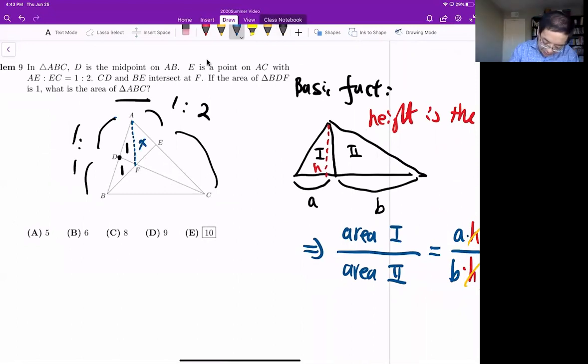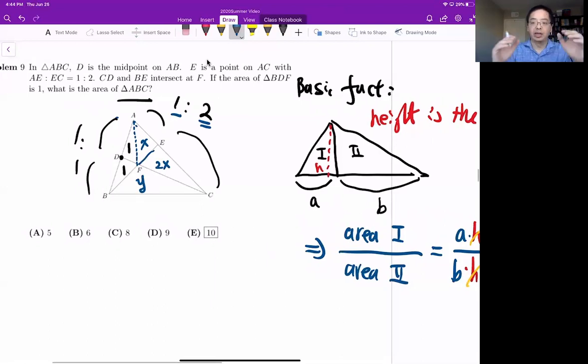So for this part, again this is 1, 2, right? So I get this guy, it will be 2x, right? This guy will be 2x. Now for this, I put it to be y. All right. Now I'm going to set up equations.